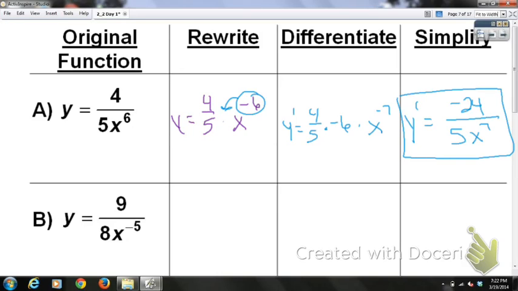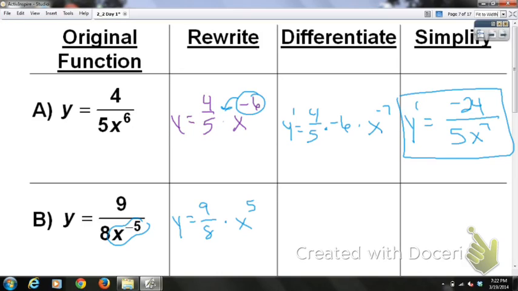Let's take a look at B. y is equal to 9 over 8x to the negative 5th. Let's take our x to the negative 5th, pull it out, and make it the opposite. So our y is equal to 9/8 times x to the positive 5th.